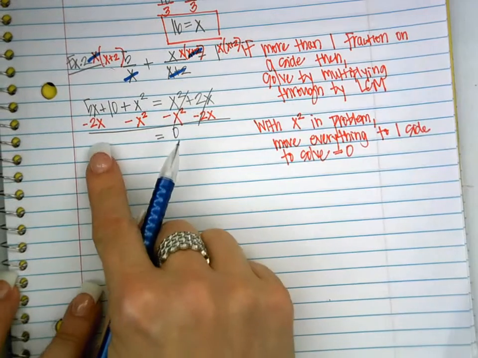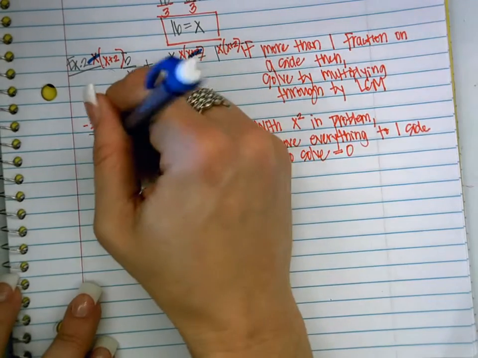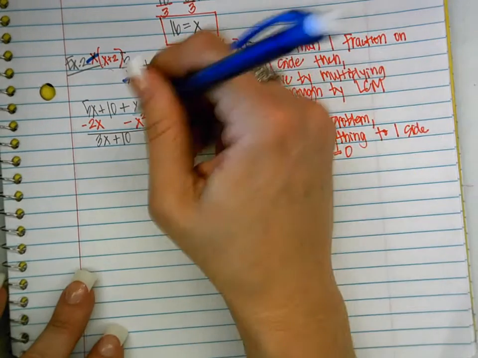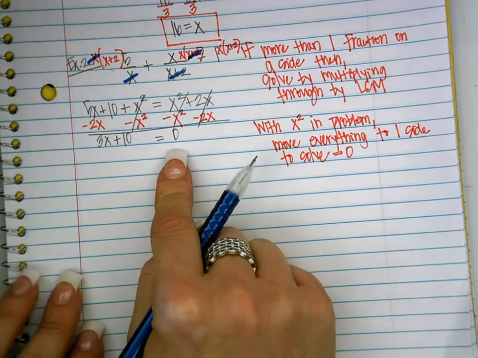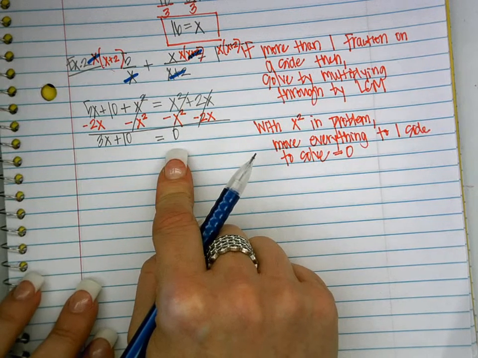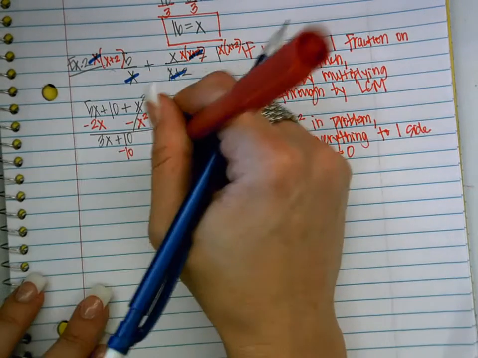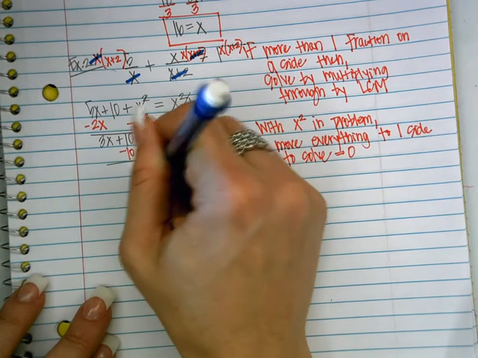What ends up happening here? 5x minus 2x gives you 3x. You still have a plus 10. What happens with the x squareds? They completely go away. So we get 3x plus 10 equals 0. How do you solve for x if you have 3x plus 10 equals 0? Move the 10, so subtract the 10. That leaves you with 3x equals negative 10.